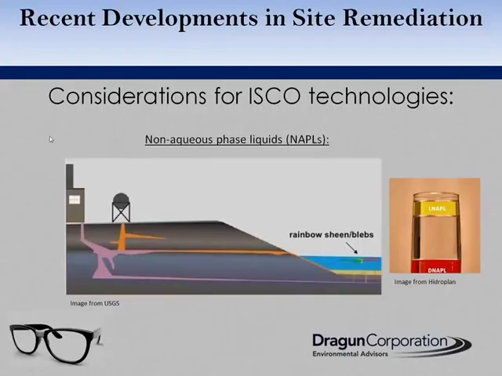So another consideration for ISCO technologies, and it's more of a hurdle than anything for ISCO injections, is the presence of non-aqueous phase liquids, or NAPLs. NAPLs are high concentration liquid contaminants that are commonly referred to as free product. NAPLs are characterized as either L for light NAPLs, which float on the water table, or D for dense NAPLs, which sink to the bottom of the aquifer.